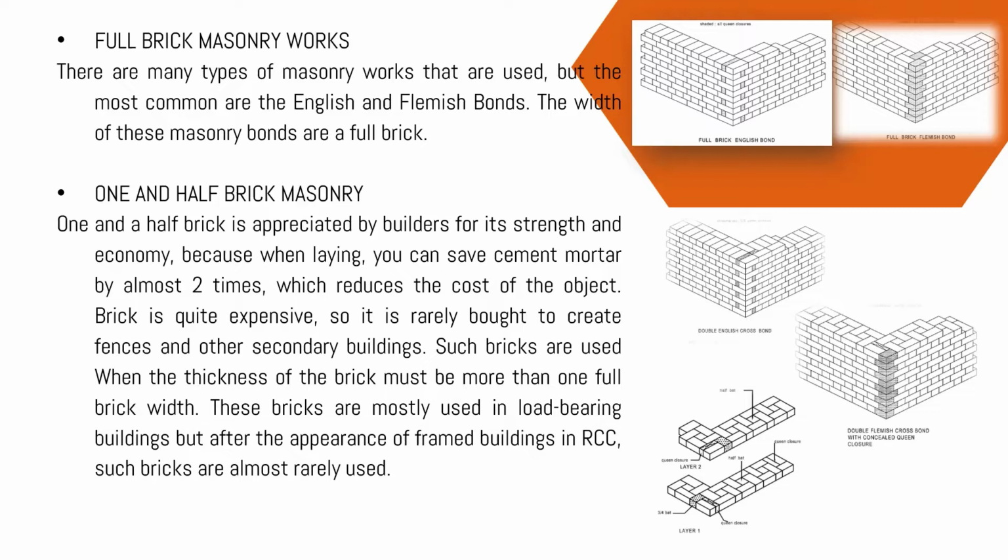1.5 brick masonry. 1.5 brick is appreciated by builders for its strength and economy, because when laying, you can save common mortar by almost two times, which reduces the cost of the object. Brick is quite expensive, so it is readily bought to create fences and other secondary buildings.